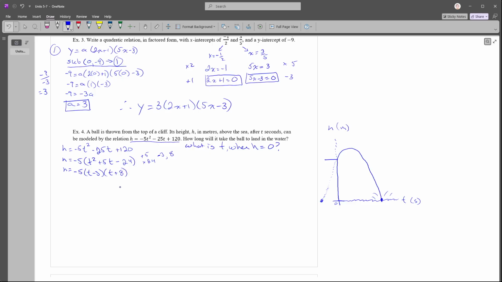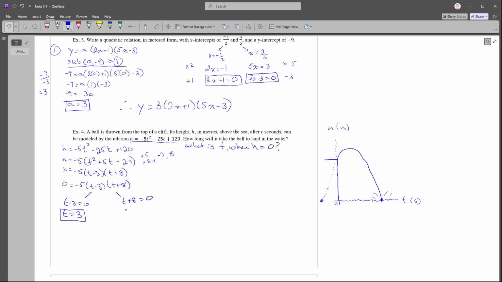Now we need to calculate the x-intercepts by setting the whole equation equal to 0. So now it's a quadratic equation, not a quadratic relation anymore. So we have negative 5, t minus 3, and t plus 8. Now our job is to calculate. On this side, we have t minus 3 is equal to 0. Over here, we have t plus 8 is equal to 0. So let's calculate. In this case, t is going to be equal to, bring the minus 3 over to the other side, we end up with just 3. So that's t is equal to 3 seconds.